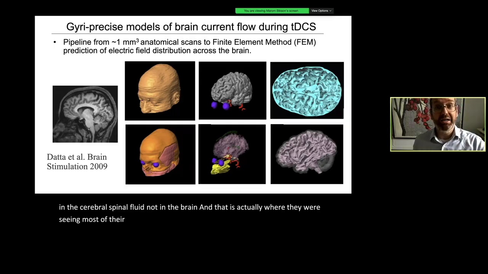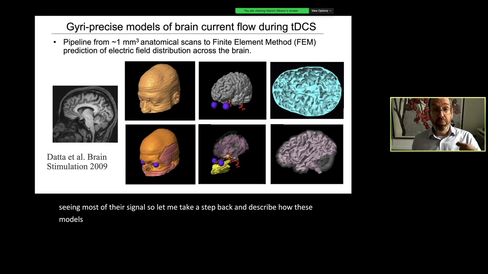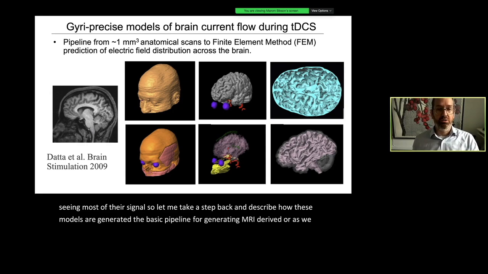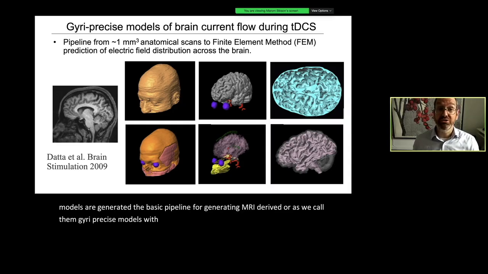So let me take a step back and describe how these models are generated. The basic pipeline for generating MRI-derived, or as we call them, gyri-precise models, was something we proposed in 2009.